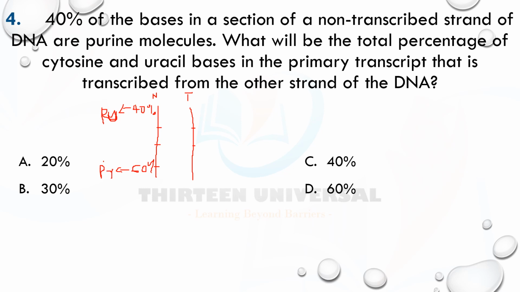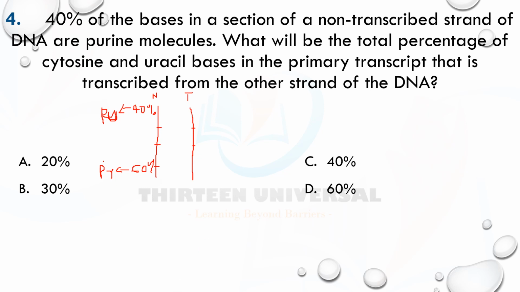So if you have 40% purine on this strand, this 40% purine will bond with 40% pyrimidine. You remember? Because purines form hydrogen bonds with pyrimidines. Adenine is a purine. It forms two hydrogen bonds with thymine, which is a pyrimidine. Guanine is a purine. It forms three hydrogen bonds with cytosine, which is a pyrimidine. So if I have 40% of purine here, then 40% of pyrimidine will be here. Are you following me?